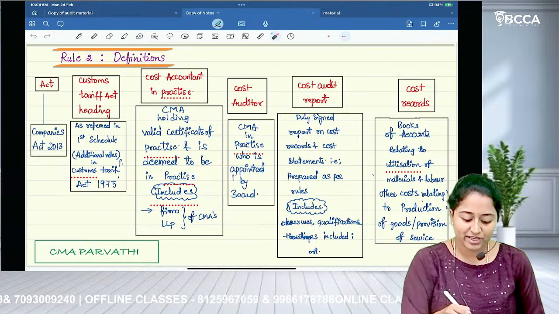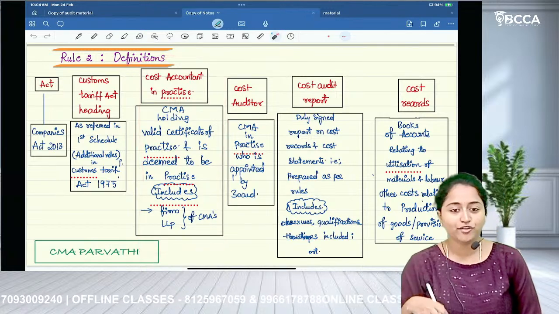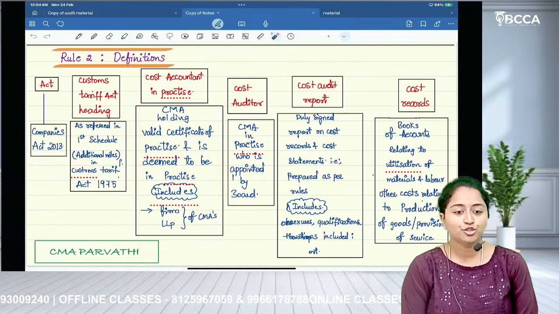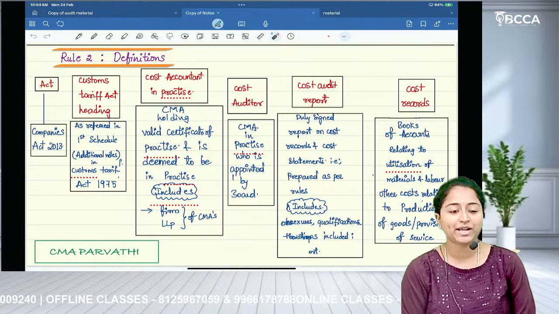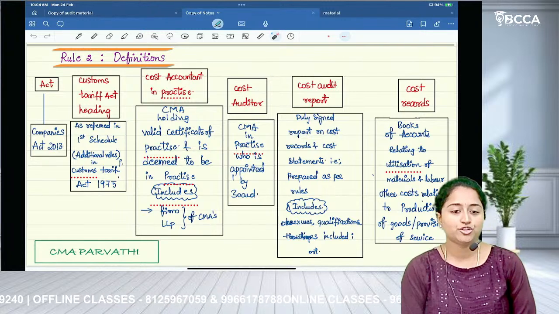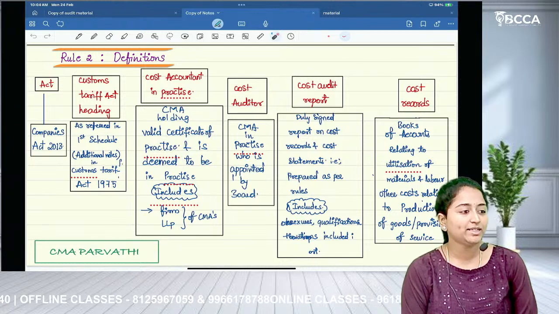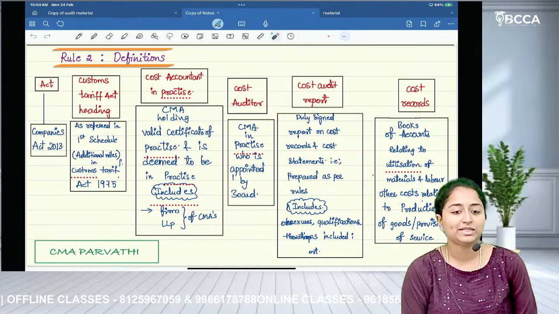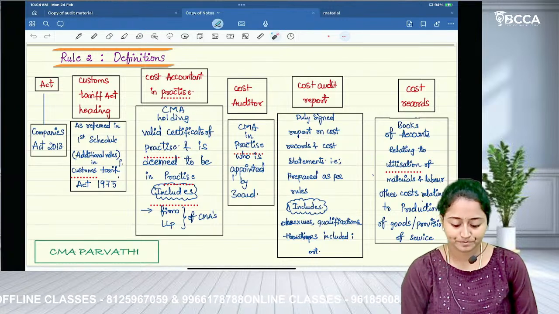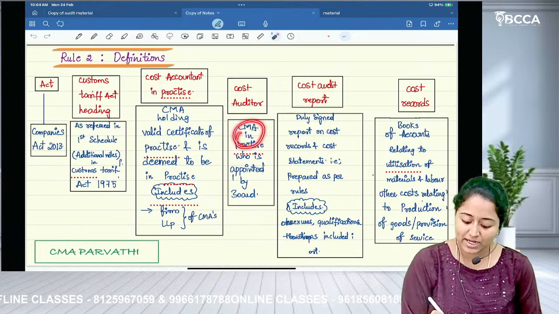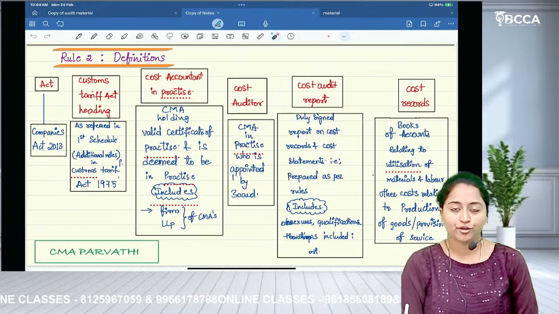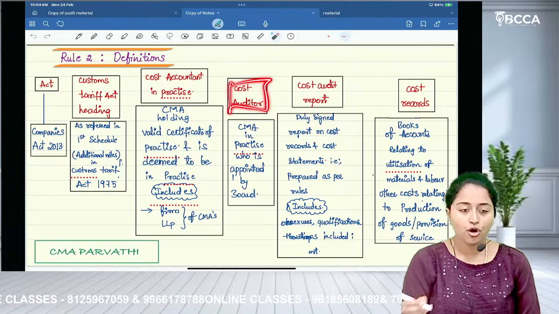Now, who is a cost auditor? A CMA in practice. We have seen the definition of cost accountant in practice. So, if he is a cost accountant in practice, then he will be a cost auditor. Here the additional point is that he has to be appointed by the board of directors. A CMA in practice who is appointed by the board of directors will be a cost auditor.